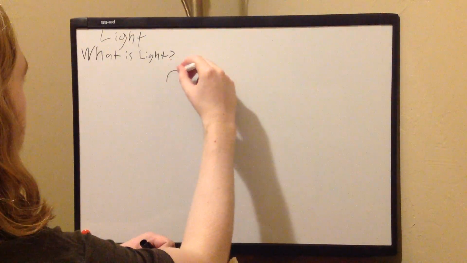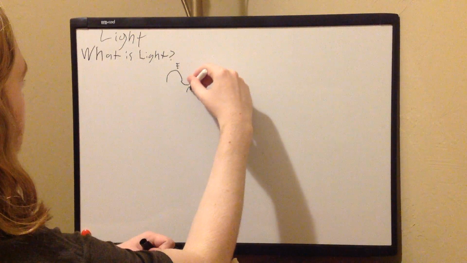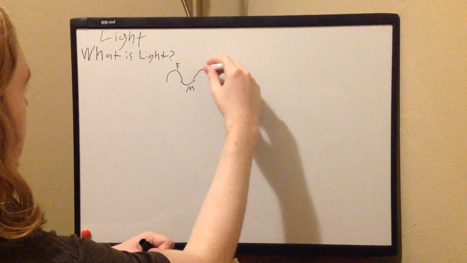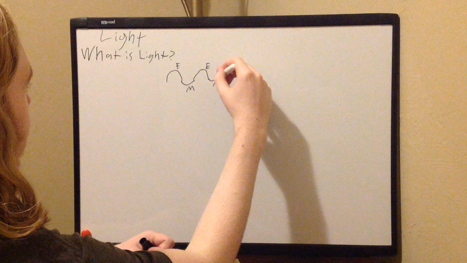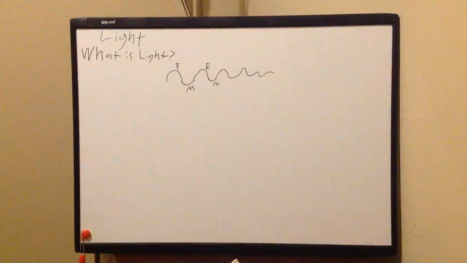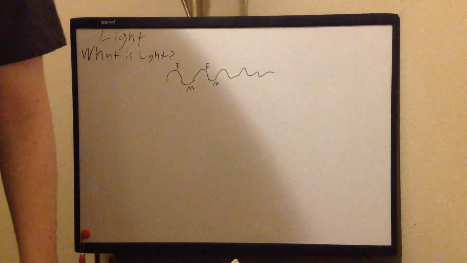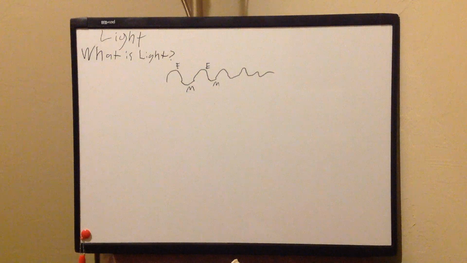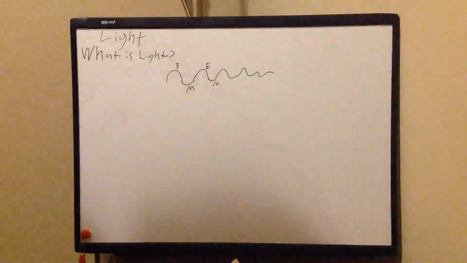Light is where you have a little electric field which induces a little magnetic field, which induces an electric field, which induces a little magnetic field, and so on and so on. An electric field and a magnetic field inducing each other forever, basically. So, when you really get down to it, that's what light is.